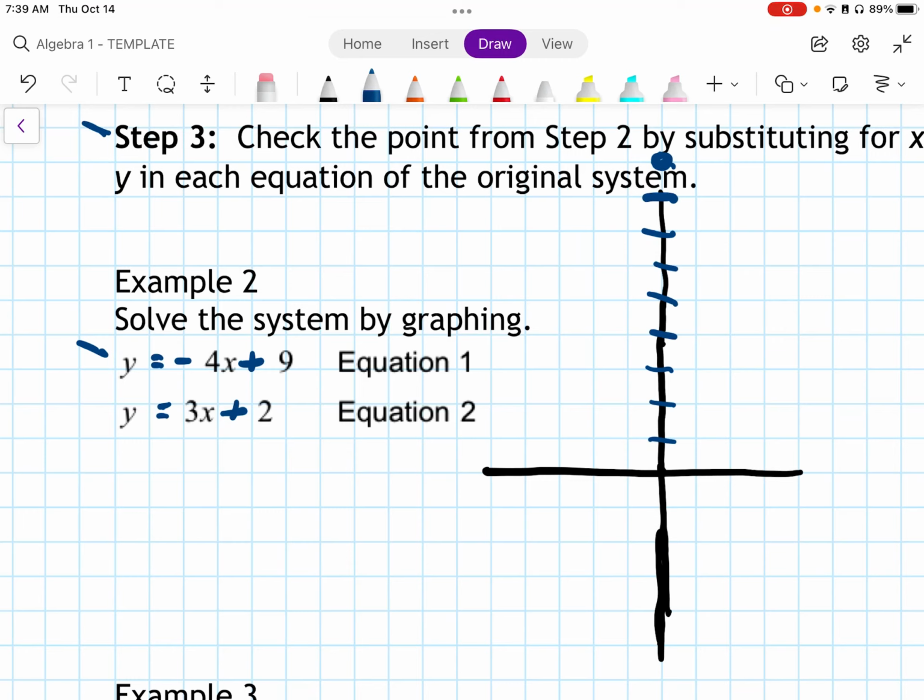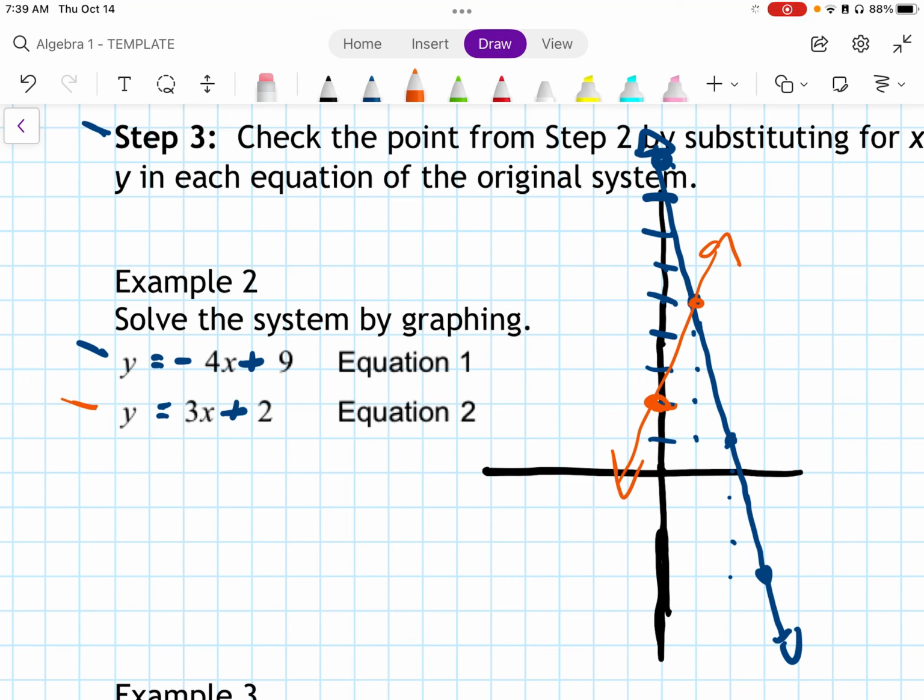Slope is negative 4, so I go down 1, 2, 3, 4, and over 1. And I'll go ahead and do another 1, 2, 3, 4, and over 1. All right, there's my blue line. Now for my orange line, I have an intercept at 2. And my slope is 3, so I'm going to go up 3 and over 1. Oh, there's a spot. That point right there where they cross is my solution, and that would be at 1, 5. So that's our solution.